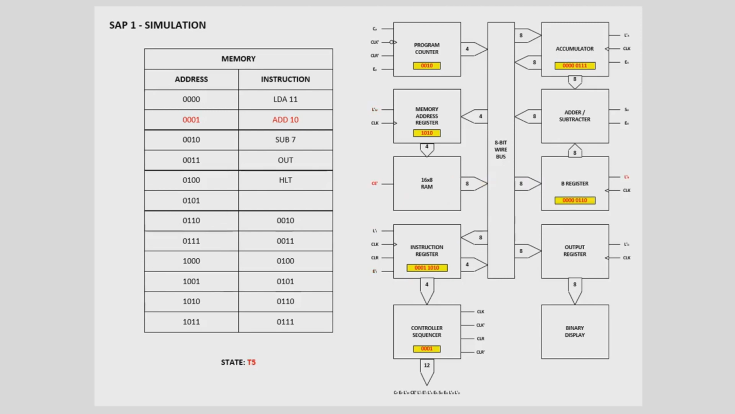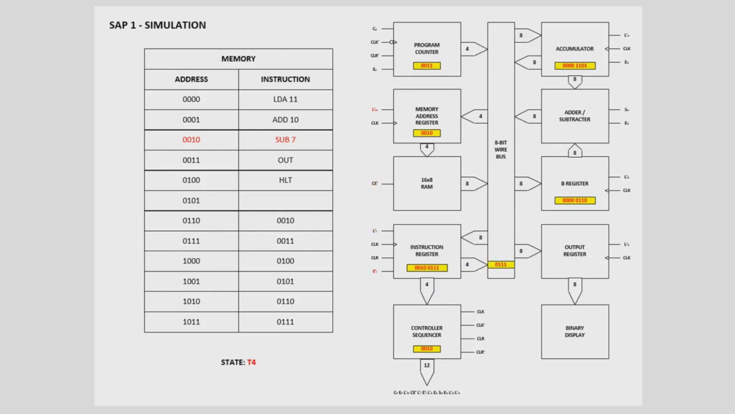The SAP1 ALU can perform basic arithmetic operations such as addition and subtraction. The accumulator and B register are the operands for ALU operations. The ALU produces the result and the result is stored back in the accumulator. As for the load and store operations, for load accumulator, the content of the memory location is loaded into the accumulator. For store accumulator, the content of the accumulator is stored back into the memory location.